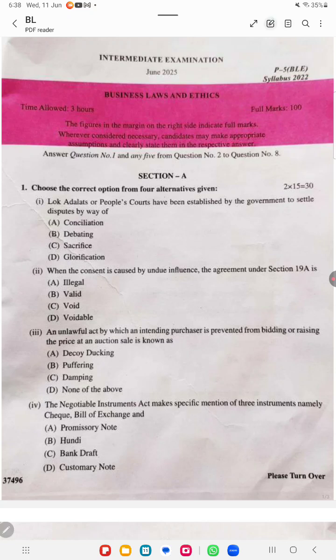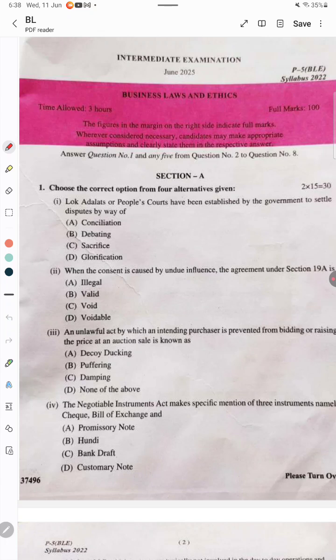That is the correct answer. Please make note of it. Answer A is the correct answer.